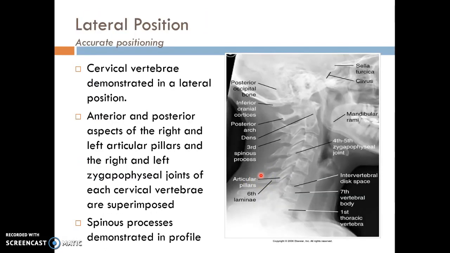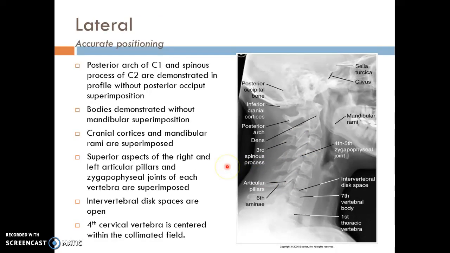The lateral position. The cervical vertebrae demonstrate in a lateral position. The anterior and posterior aspects of the right and left articular pillars and the right and left zygapophyseal joints of each cervical vertebra are superimposed. The spinous processes are demonstrated in profile.